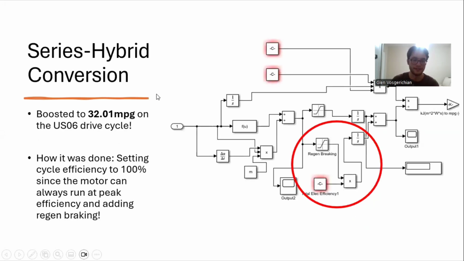Then moving on to the series hybrid conversion, you can see how we added the regen braking in here. You can see that we used a 0 to negative infinity regen brake here, multiplied it by the electrical efficiency, and it was able to subtract that off the official energy consumed so that we could get 32 miles per gallon, which is a 10 mile per gallon boost, which is really good.